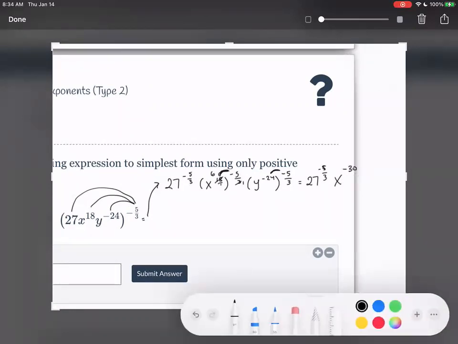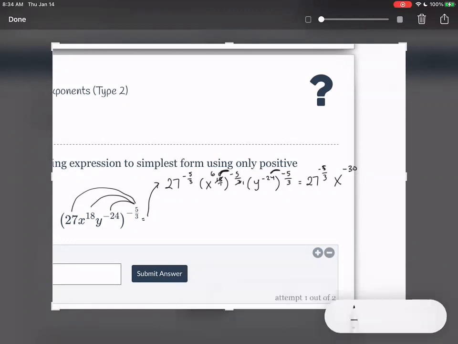So when we multiplied 18 over 1 times negative 5 over 3, we got negative 30. Okay, we're going to do the same thing for the y. So y is negative 24 over 1 times negative 5 over 3. So we can cancel with the 24 and the 3. Cancel, cancel. That would give us, instead of the 24, it reduces to an 8.